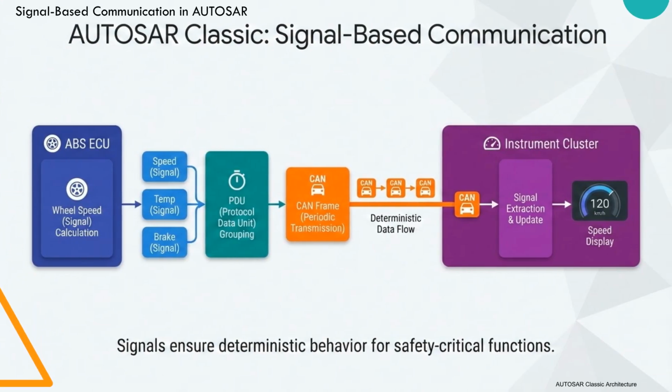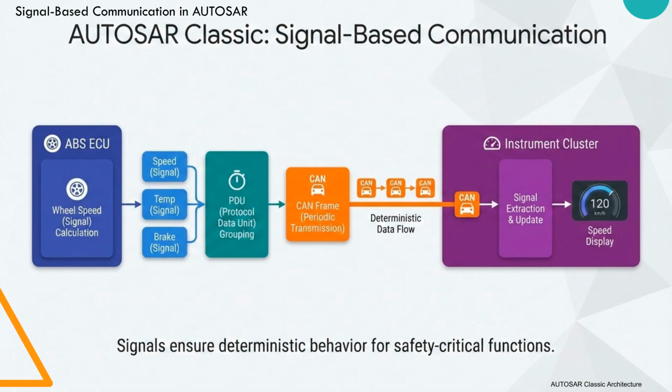Signal-based communication is at the heart of AUTOSAR Classic systems. Instead of sending raw data packets, the system operates on signals, which represent meaningful physical values, like speed, temperature, or brake pressure. These signals are grouped into PDUs, which are protocol data units, and transmitted over communication buses, such as CAN.